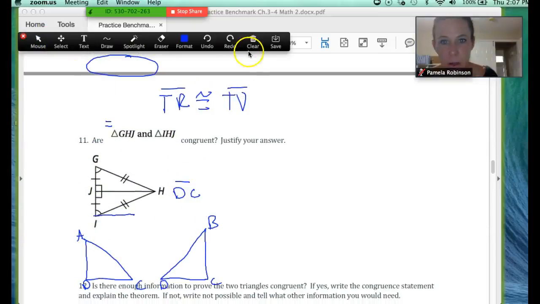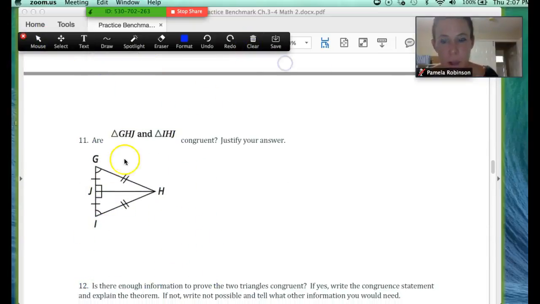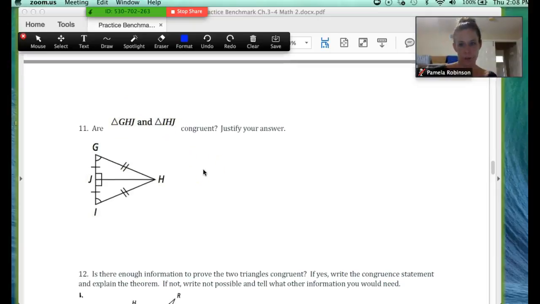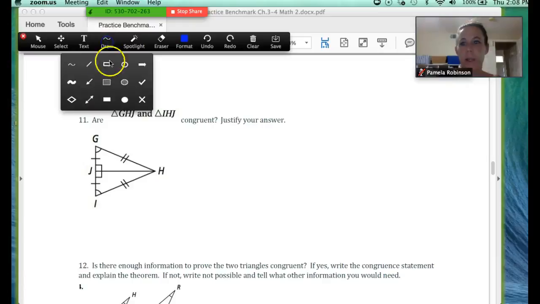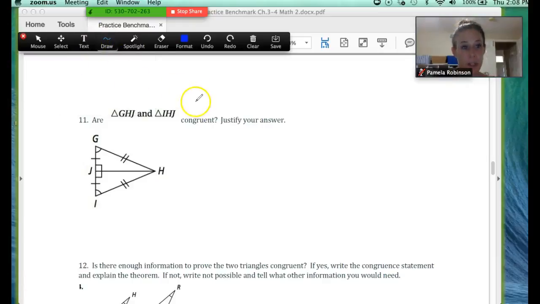All right, on to the next. Number 11, let's clear that off. Are triangles GHJ and IHJ congruent? Justify your answer. Well, how could I show these triangles are congruent? What does justify my answer mean? Justify my answer means give me a reason they're congruent. Why are they congruent? Angle, side, angle, hypotenuse leg, all the parts are congruent, so the triangles are congruent.